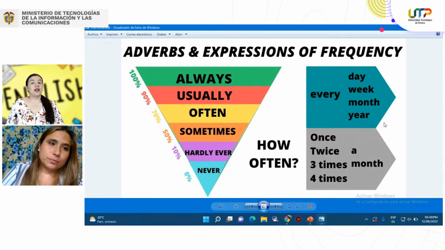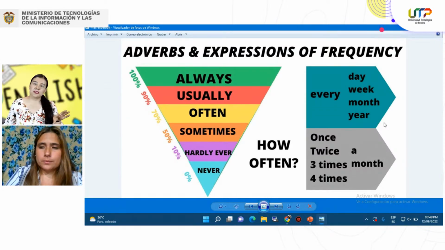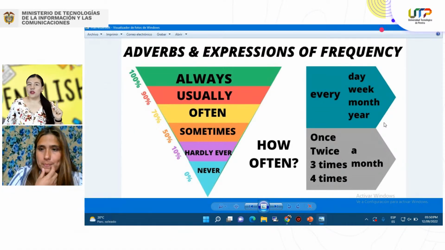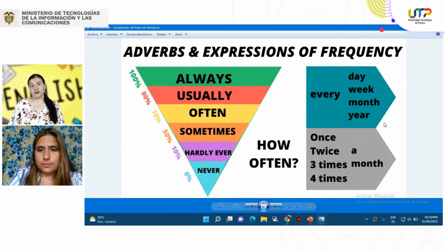Also, I can use time expressions like every week, every day, every month, every year. It depends on the frequency. And I can also use some more specific expressions if I want to highlight the number of times that I do the activities. We got once and twice, que es como decir una vez, dos veces, son las únicas dos excepciones que tenemos, y después de dos, es decir, 3, 4, 5 veces, pues simplemente usamos el número, 3, 4 times a week, a month, a year, it depends on your context, ¿ok?